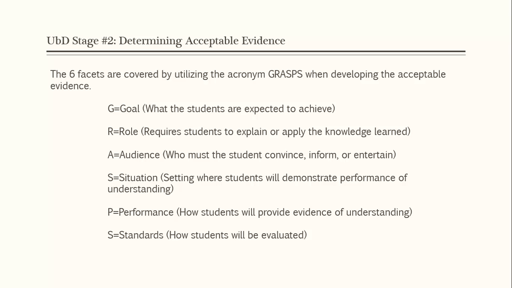G is for goal, what the students are expected to learn. R is for role, requires students to explain or apply the knowledge learned. A, audience, who must the student convince, inform, or entertain. S, situation, setting where the students will demonstrate performance of understanding. P is performance, how students will provide evidence of understanding. And S is standards, how the student will be evaluated. Let's take a look at how the GRASP ties into the UbD template.